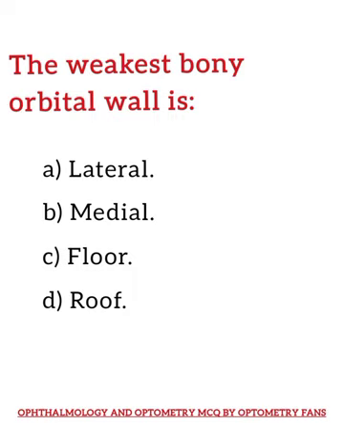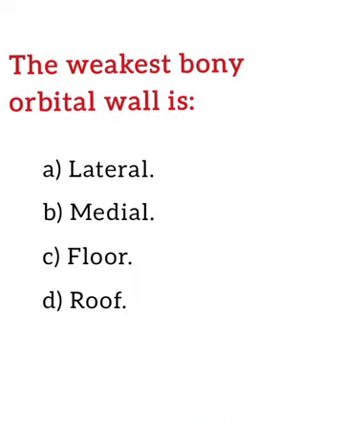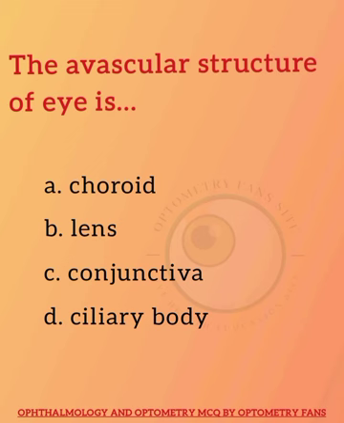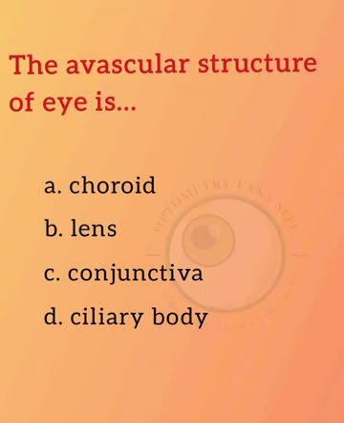The weakest bony orbital wall is option A, lateral. Option B, medial. Option C, floor. Option D, roof. The correct answer is option B, medial.